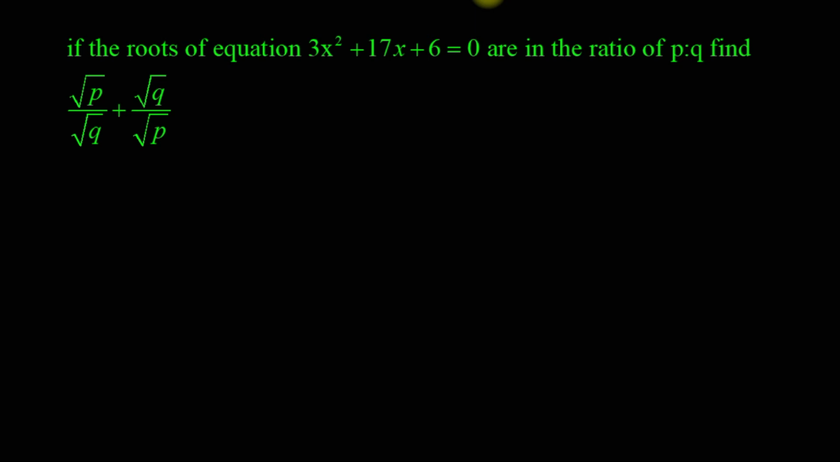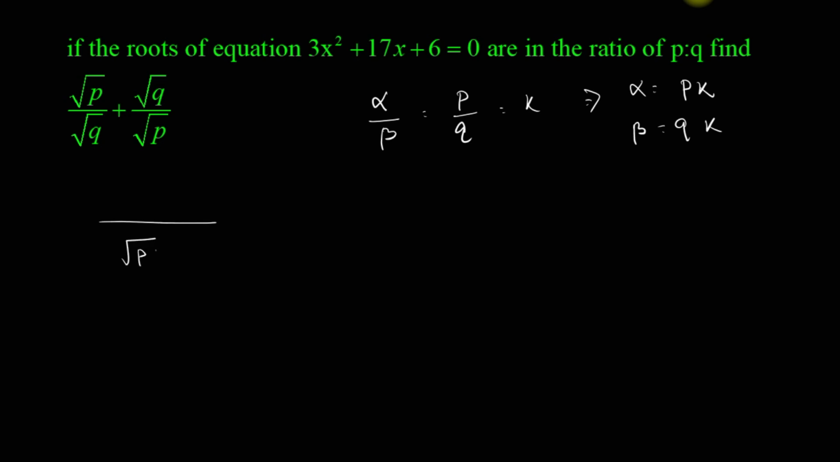Now such type of question can be done as: if alpha is to beta is equal to p over q, suppose this is k, so we can write alpha is equal to p into k, where k is the proportionality constant, and beta is equal to q into k. Now we have to find this expression. If we take LCM, we have under root pq, and in the numerator we get under root p square plus under root q square.